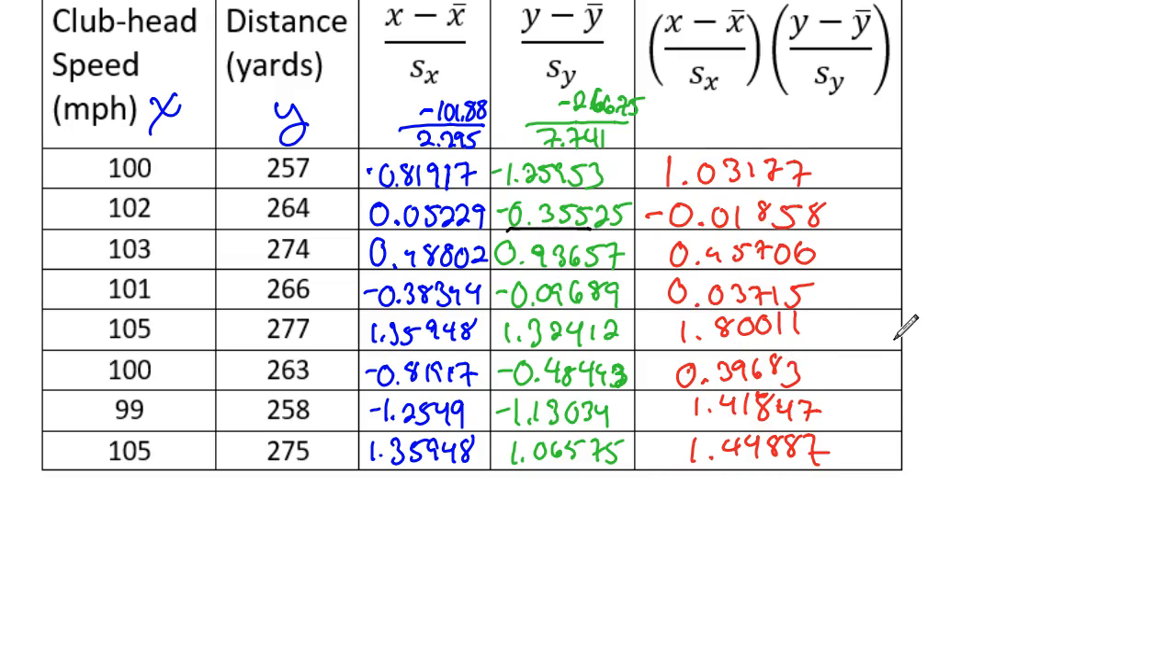Now to find my correlation coefficient, I'm going to add all of these up. So I'm going to take 1.03177 plus a negative 0.01858 plus a 0.45706 and all the way down, and I'm going to get a 6.57169 as my total here.